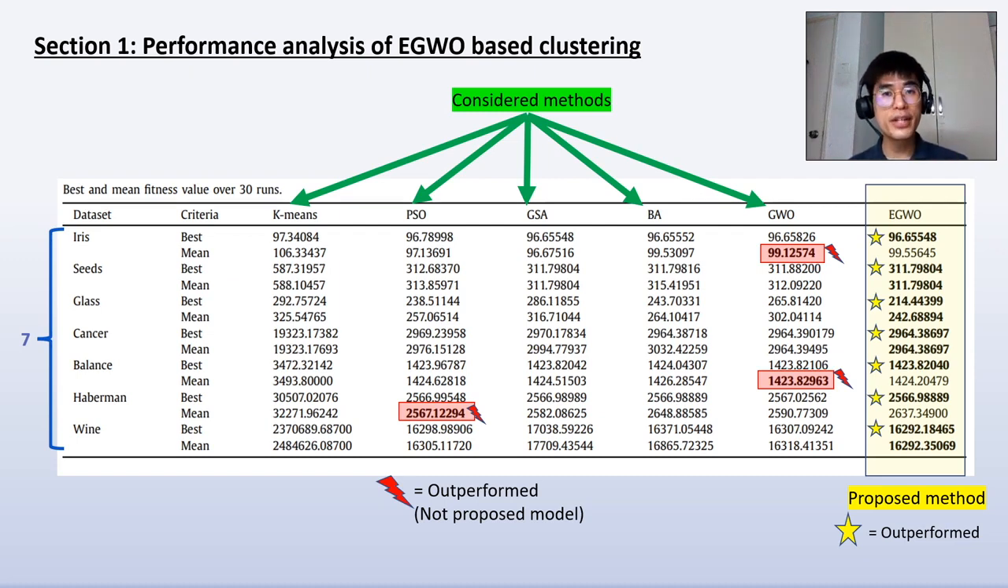This table shows two important results, which are the best and mean fitness values of 6 different methods over 30 runs. Now, at the left-hand side with blue color denoting that there were 7 datasets being used, starting from iris to wine. The green color denotes the 5 considered methods, starting from k-means to PSO, GSA, BA, and GWO. And lastly, at the right-hand side, you can see EGWO was the proposed method, and the yellow color stars denote the best result obtained for the proposed method, whereas the red color with a thunder sign denotes the best result obtained, but not from the proposed method.